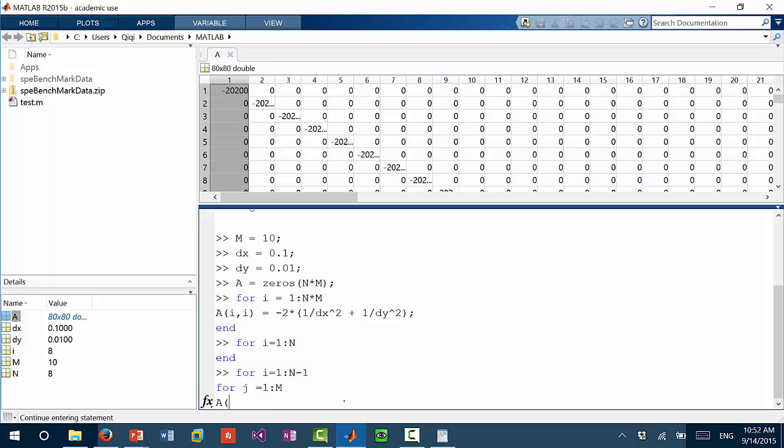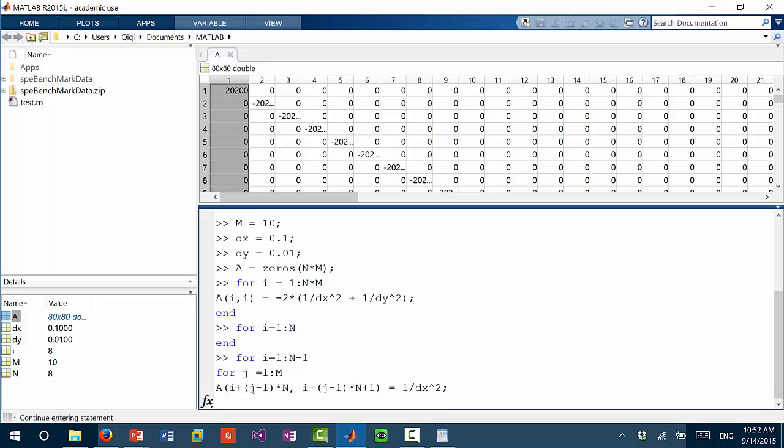So I'm going to do a of i plus j times n. Actually j minus 1 times n, because I want the first one to start with 1, right? And i plus j minus 1 times n plus 1. That should be equal to 1 over delta x squared, right? And also let me copy this for the lower diagonal component of this, the plus 1 and this not plus 1, which should also be equal to 1 over dx squared.